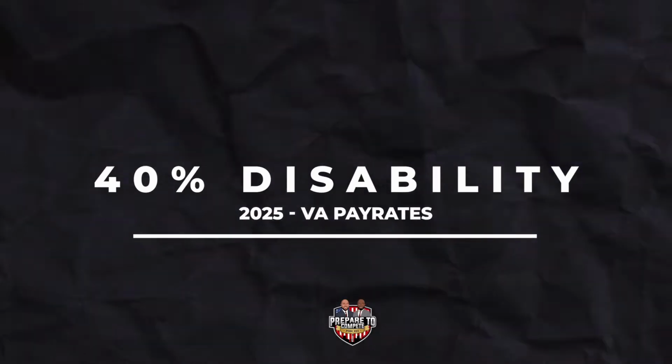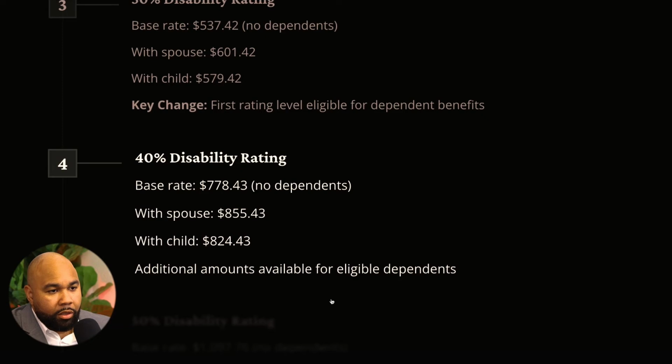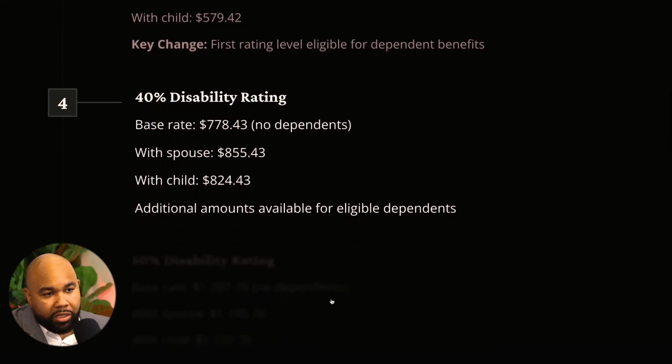Now, at a 40% rate, that is going to get you, with no dependents, $778.43. With a spouse, it is going to provide you $855.43. With a child, $824.43. Okay, but take into consideration 1 and 1. Base rate with a spouse, $855. Base rate with a child, $824.